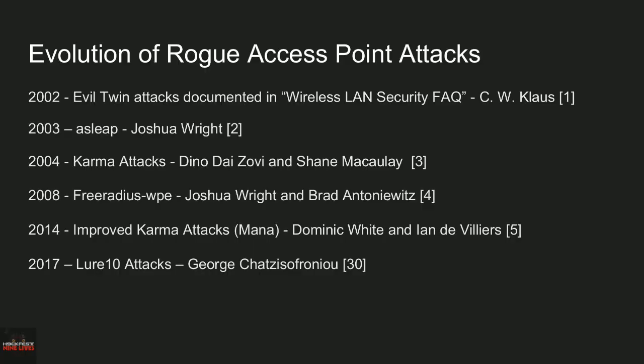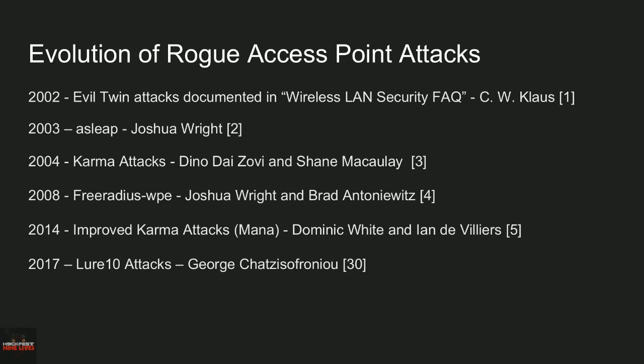So this is not a new attack. I mean, these have been around for pretty much the inception of Wi-Fi. We're talking 2002 is when the evil twin attack first started to emerge. Fast forward a couple of years, we have Karma attacks, a different attack by Dino Dai Zovi and Shane Macaulay. That's what you're doing if you use a Pineapple. Fast forward to 2008, and we have FreeRADIUS-WPE by Josh Wright and Brad Antoniewicz. And this is where you start to see rogue AP attacks used as a method of stealing credentials from RADIUS networks.